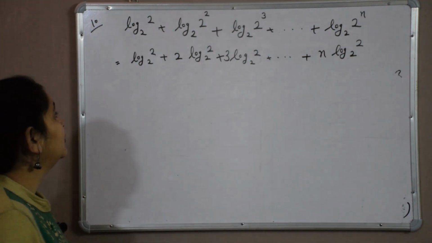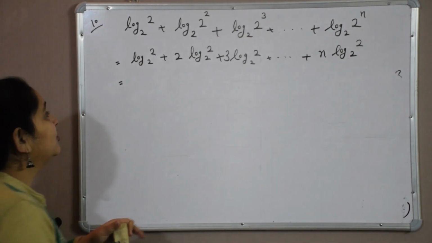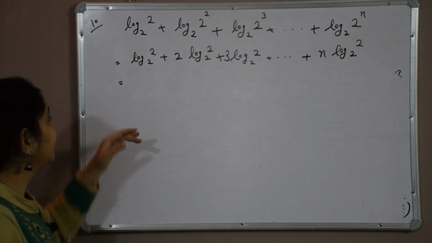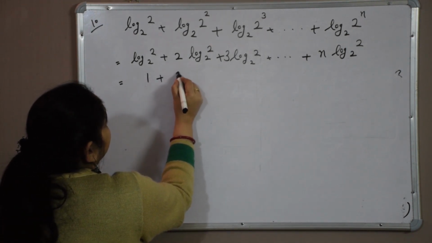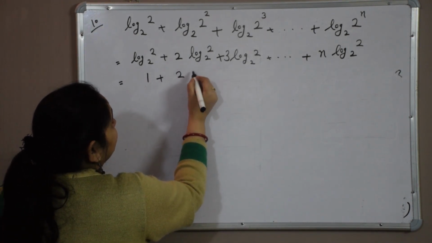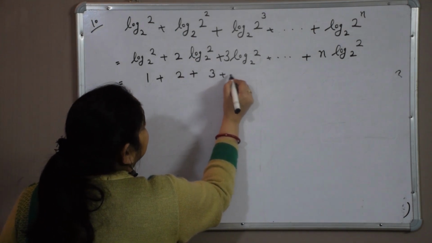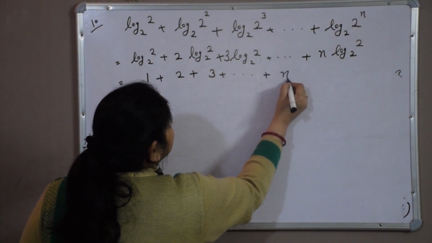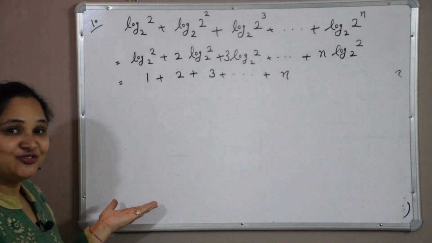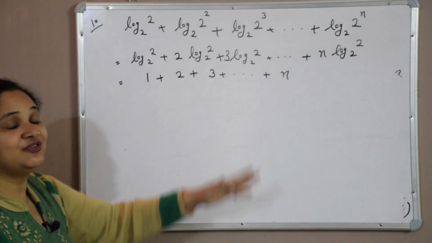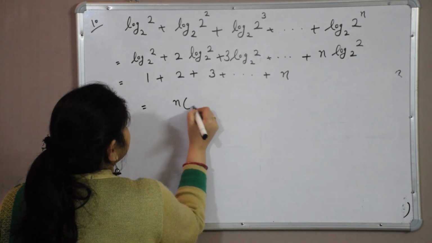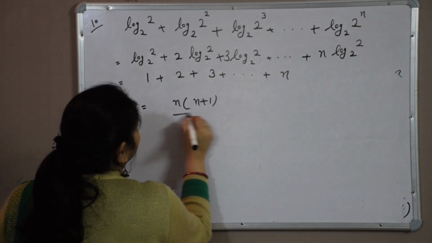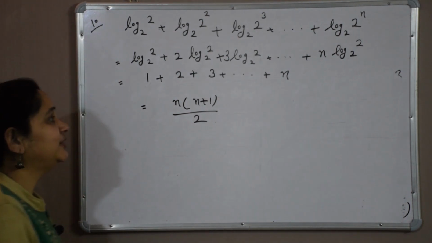Now see, we got this, but we know that log of a to the base a is 1, and here log of 2 to the base 2 is 1. So 1 plus 2 into 1, plus 3, up to n. So what do we need to find? We need to find the sum of first n natural numbers, and we know that the sum of first n natural numbers is n into n plus 1 divided by 2.